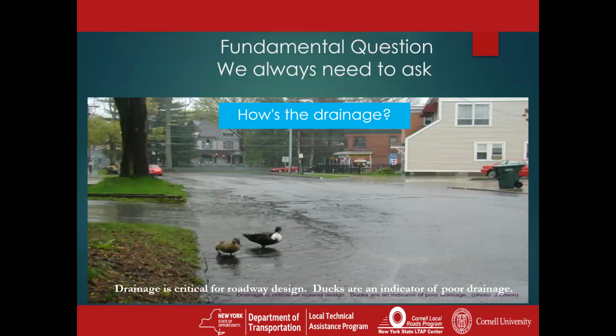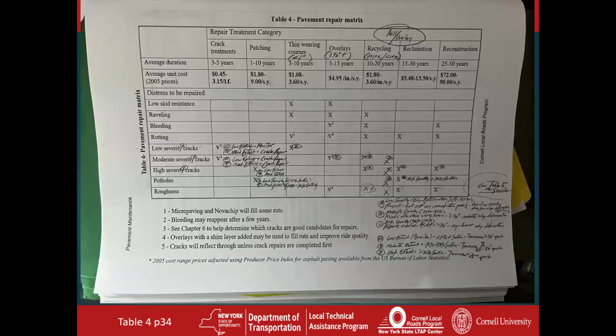Because if you've got a situation like you see in this picture, this is a picture that we've been allowed to use of a road from the Saratoga area. Gentleman Jay Olson shared it with us, and on his image he posted, drainage is critical for roadway design, and ruts are an indicator of poor drainage. And boy, that rings true with me. You see something like this, before you fix anything else, you've got to fix that standing water problem.